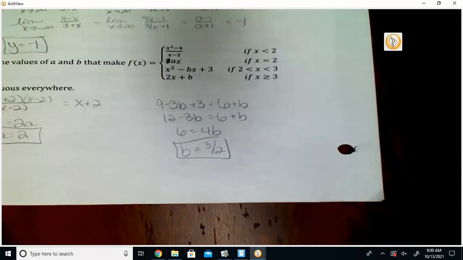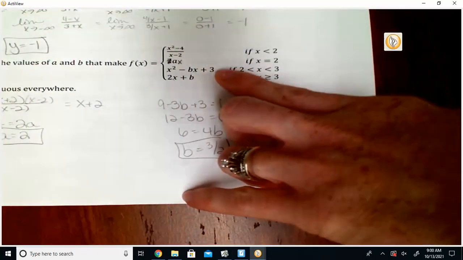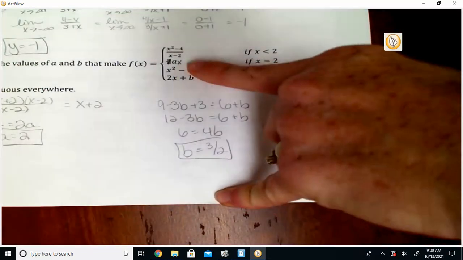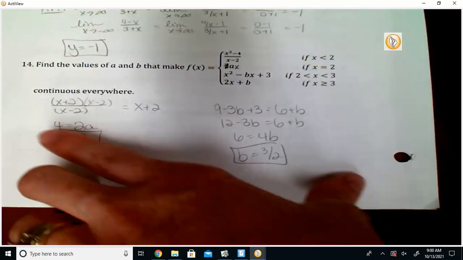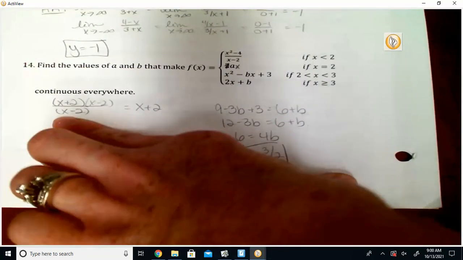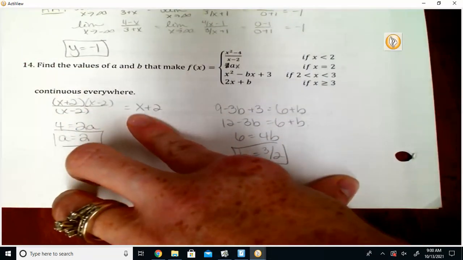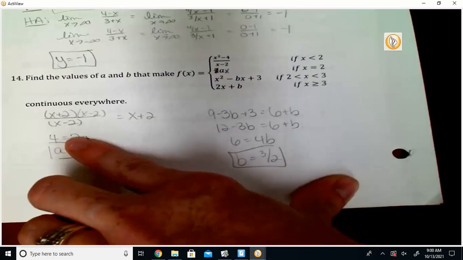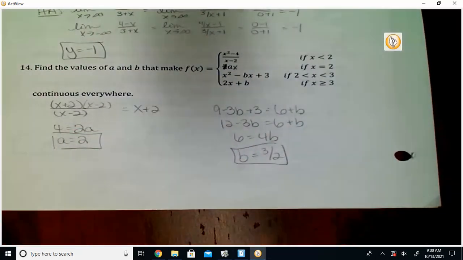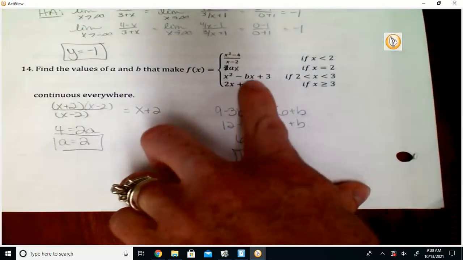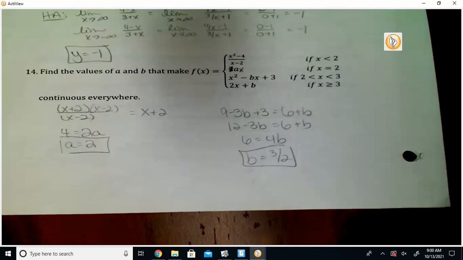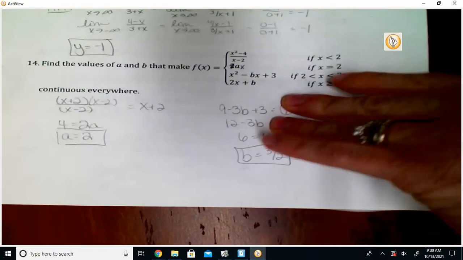All right, number 14. If we want this to be continuous, the pieces have to match up. So I jumped from this piece to this one when x is 2, so what I did is plug a 2 into each of them. The first one, if you factor, the x minus 2's drop, you get x plus 2. So if I plug a 2 into that one, I need it to equal the same, and so your a has to be 2. And so then you do the same thing here. These two connect at 3, so you plug a 3 into each, and your b should be 3/2.